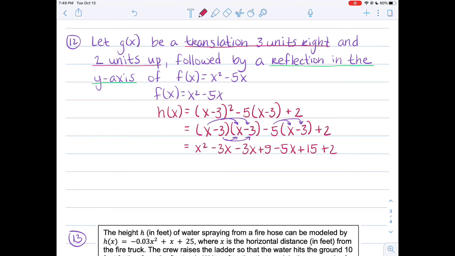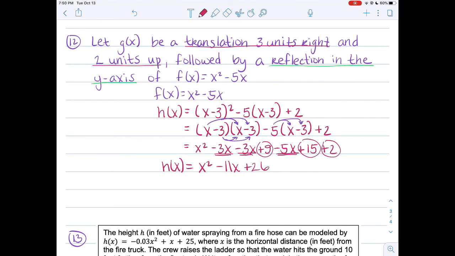So I'm going to identify anything that is a like term. I don't see anything to go with the x squared, so that is just going to come down by itself. But I see several things with an x. I see a negative 3x, a negative 3x, and a negative 5x. Combining all those together, I get a minus 11x. And then finally, let's combine constants. I see a positive 9 and a positive 15 and a positive 2. So that's going to give me plus 26. So finally, we have h of x.